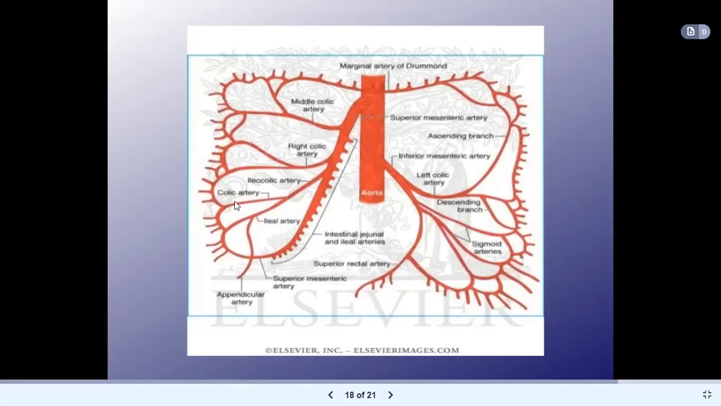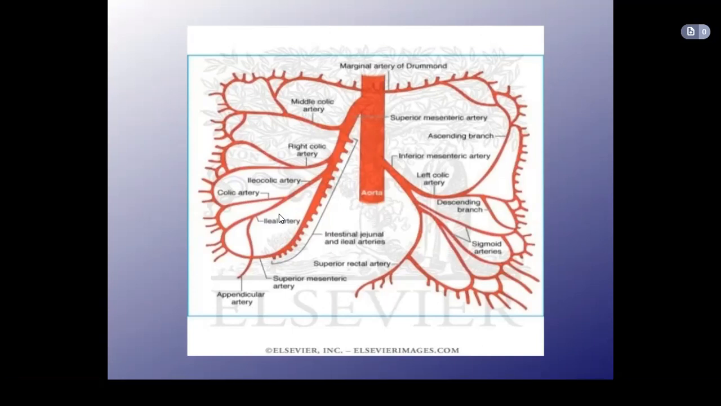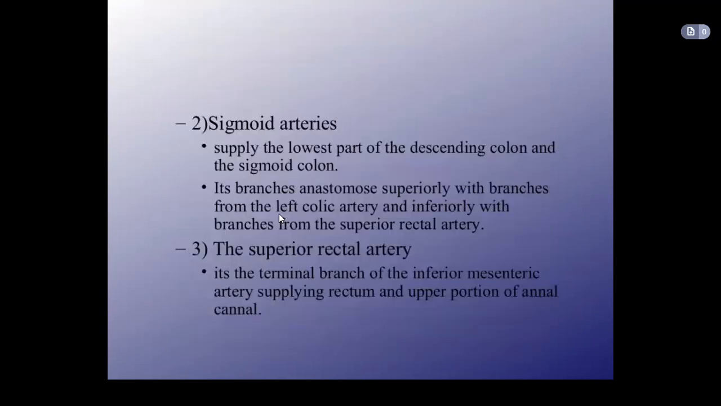So you have the colic artery and the ileal artery. The ileal arteries will go and supply the ileum. And then in this diagram, we cannot find the jejunal arteries. They are not labeled here, but the jejunal arteries will go and supply the jejunum. Okay, good.